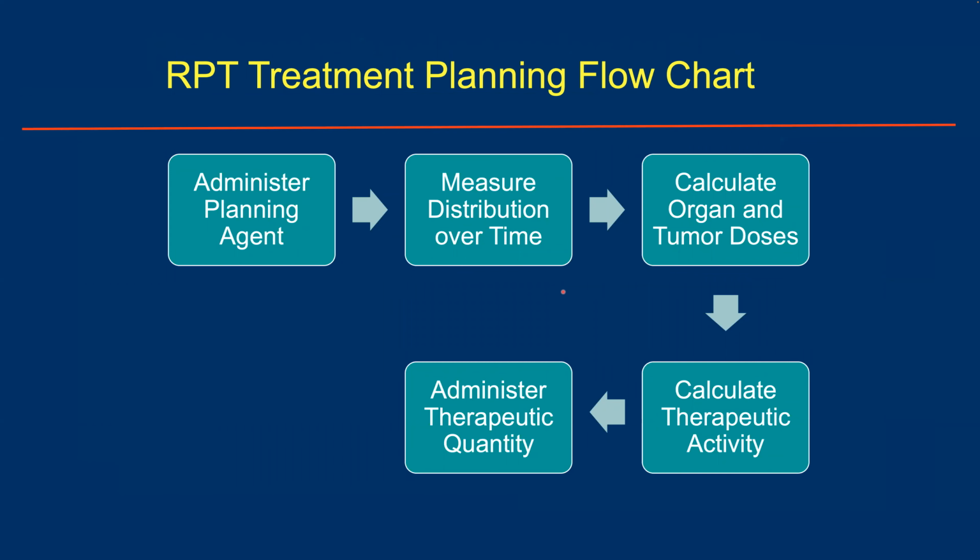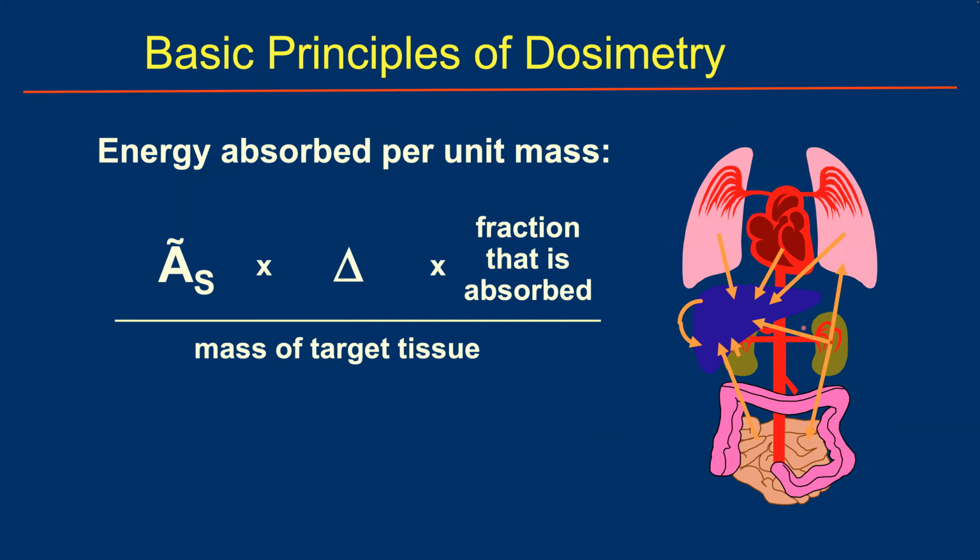How do we do that? We can administer a planning agent, for example, a surrogate radionuclide-labeled agent using indium or iodine, or we can administer a low dose of the therapy agent, and we can measure the distribution over time with imaging, SPECT imaging or PET imaging. Then we can calculate the organ dose over time, which you can use for treatment planning to calculate how much therapeutic activity we can give to the patients. So this is the basic principle of dosimetry.